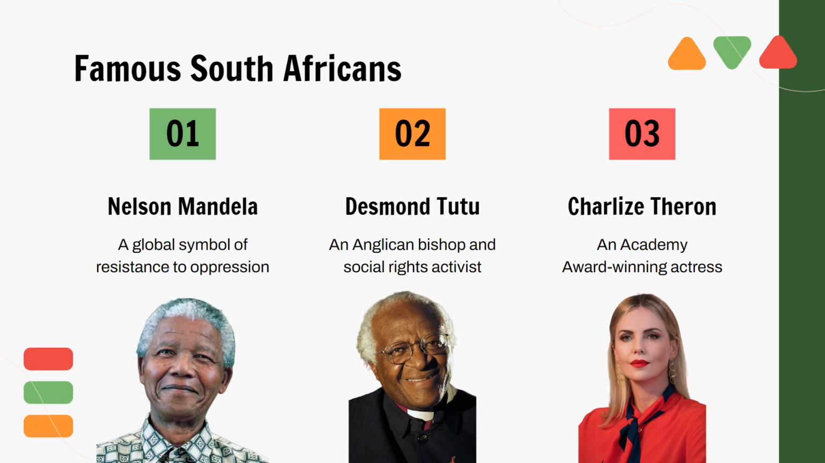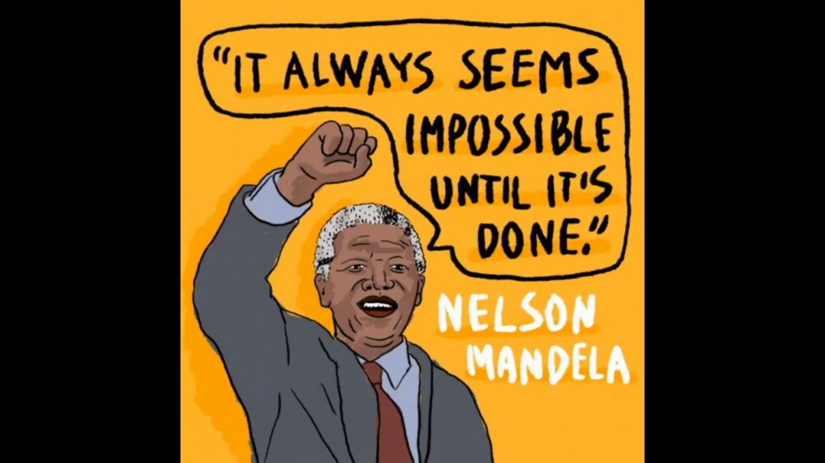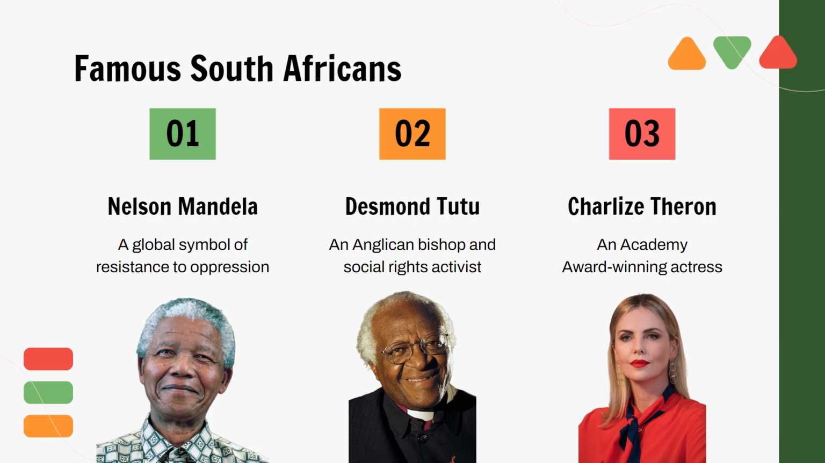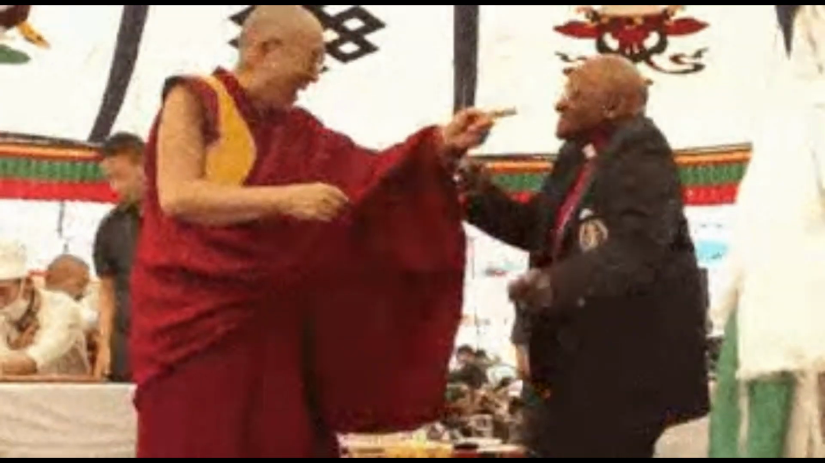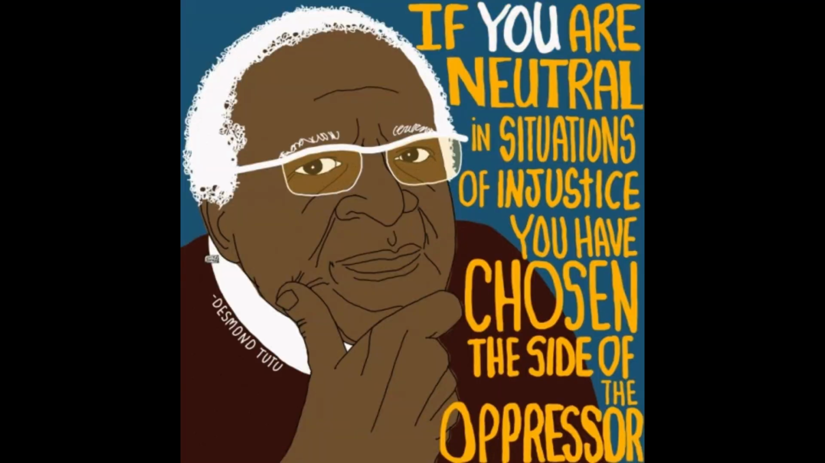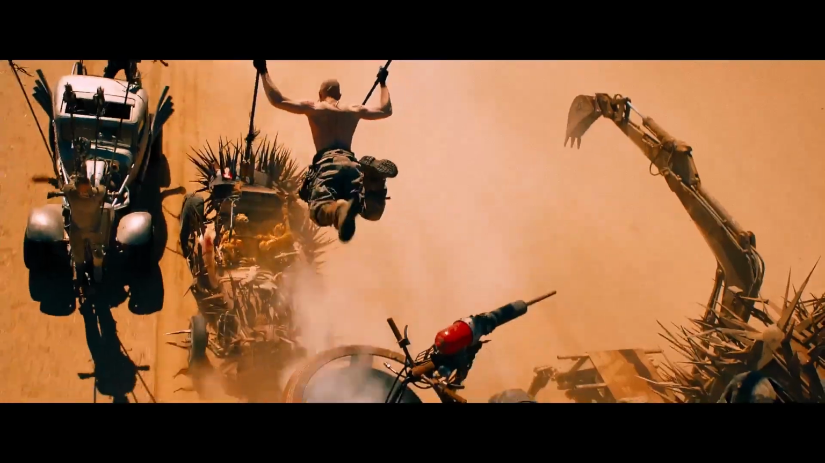Famous people from South Africa consist of Nelson Mandela, a symbol of resistance to oppression, who emerged as the first black president in 1994. Also there being Desmond Tutu, a rights activist, and Charlize Theron, an Academy Award-winning actress famous mostly for Mad Max. I love that movie.